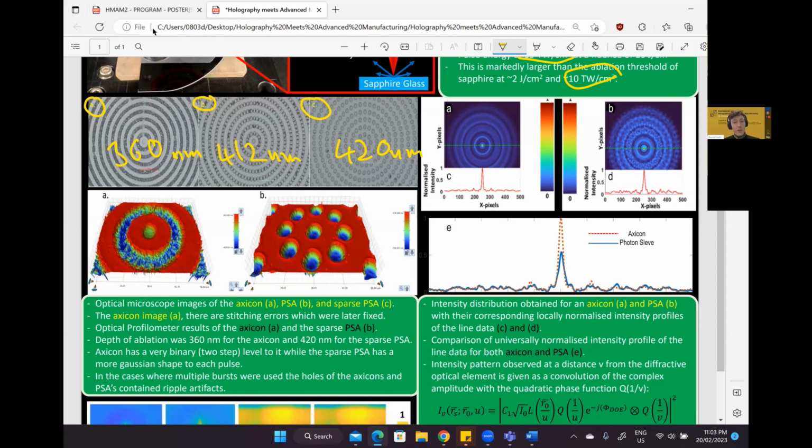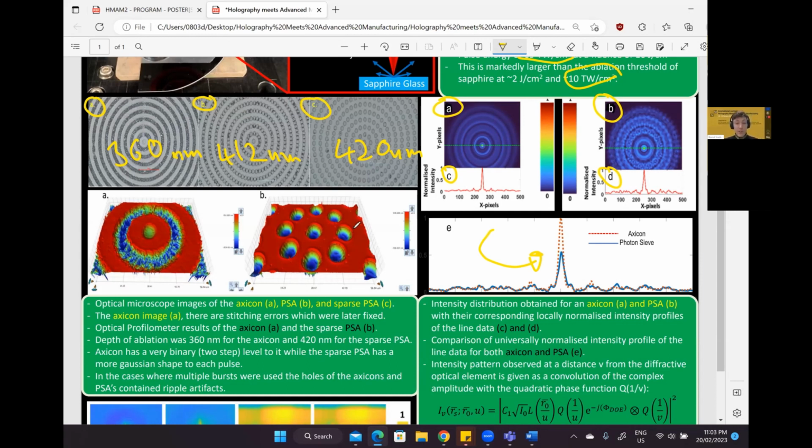Okay, that's good. Have a look at these intensity profiles, A for the Axicon and B for the photon sieve. By visual inspection, you can see that the Axicon has these smooth concentric rings, while the photon sieve simply does not. This is a consequence of the overlapping pulses. Now, if we have a look at their normalized intensity profiles, C for the Axicon and D for the photon sieve, let's overlay them one on top of each other for direct comparison. The Axicon has this large central peak, while the photon sieve simply does not.